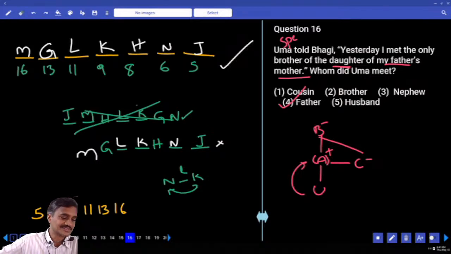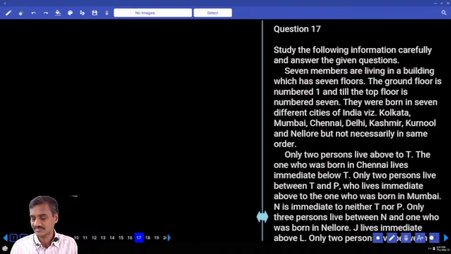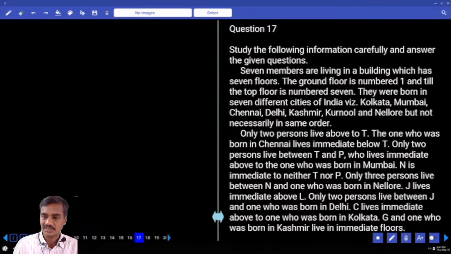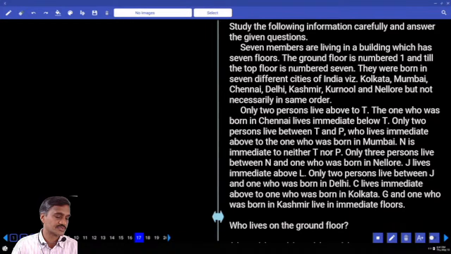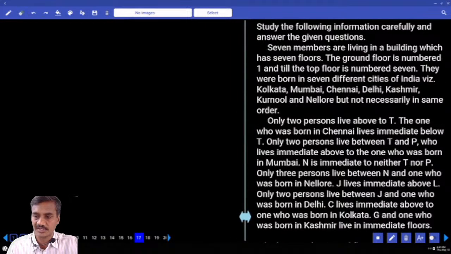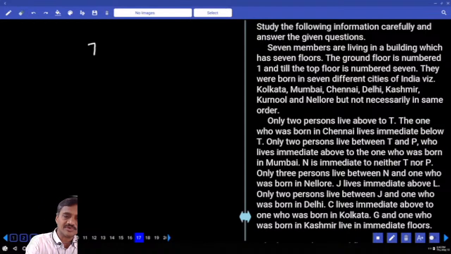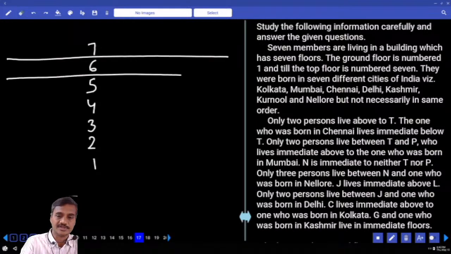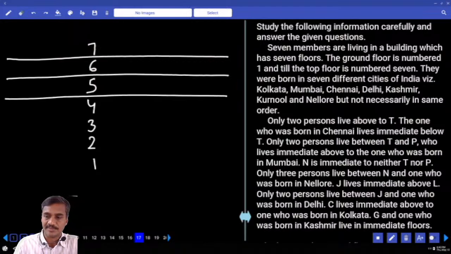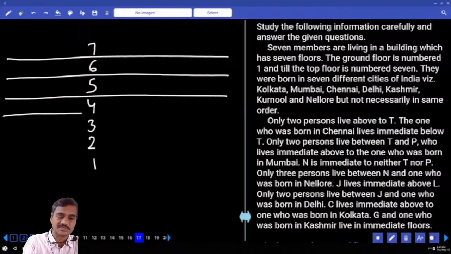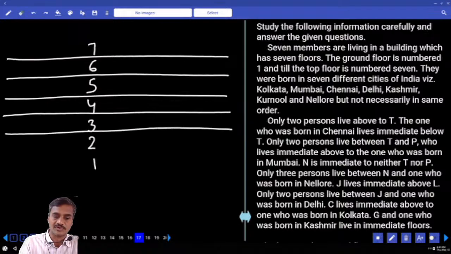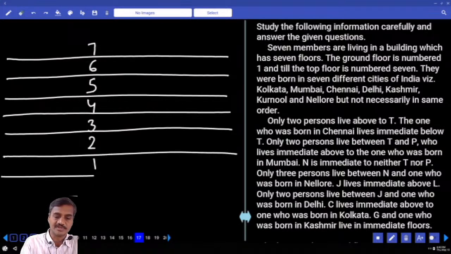Then the next one, 17 to 20. Now in this question number 17 to 20, there are 7 members living in a building which has 7 floors. How many floors are there? 7 floors. The ground floor is number 1 until the top floor is number 7. Now 7 persons are staying on these 7 different floors, and there is one more parameter given: they were born in 7 different cities. 7 persons live on 7 different floors, and each one belongs to a different city as well.